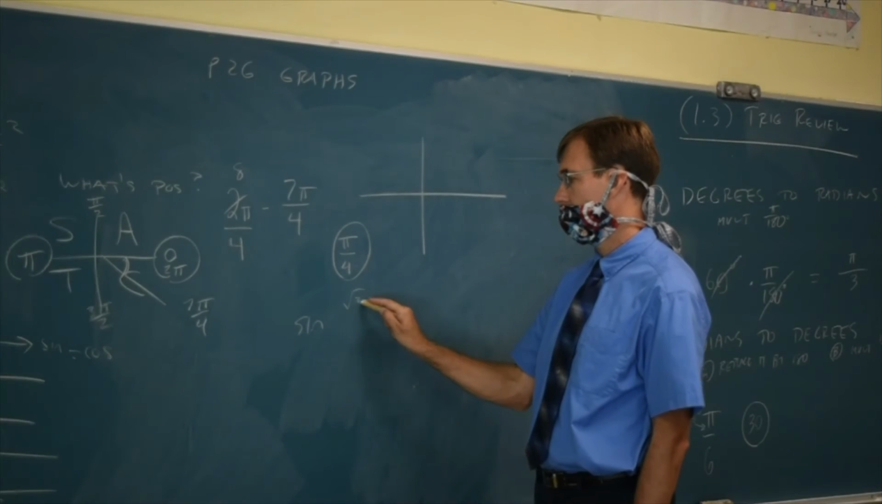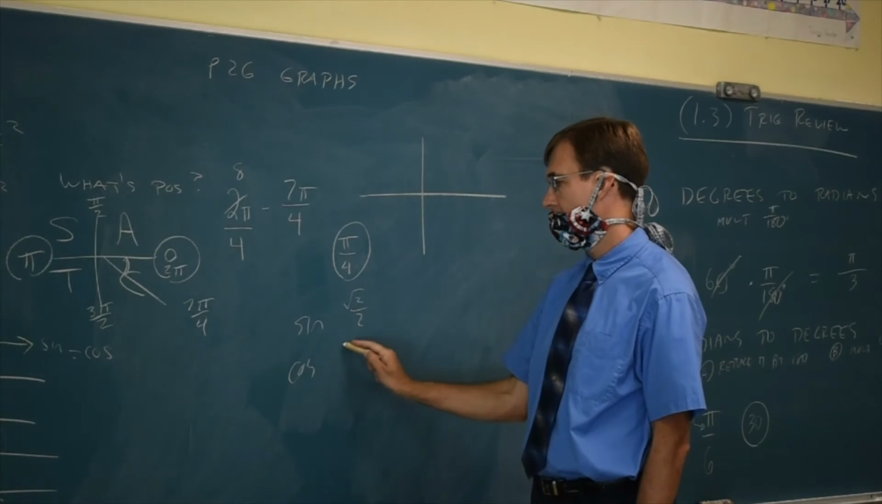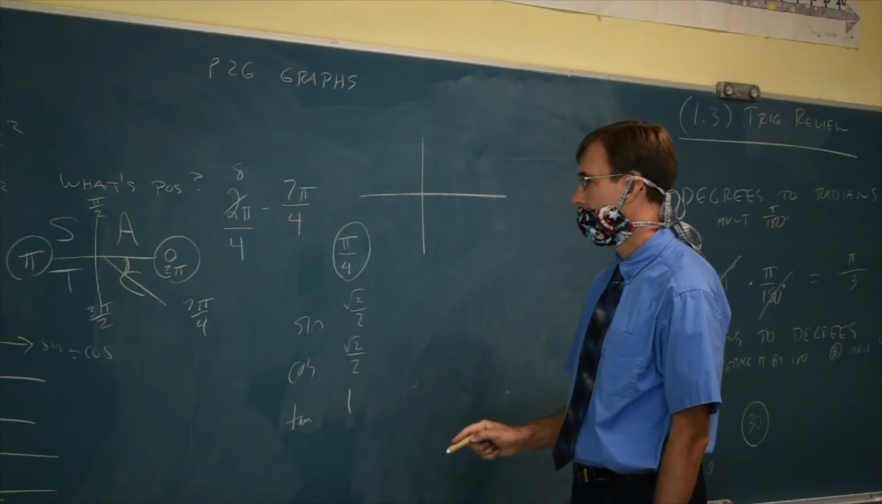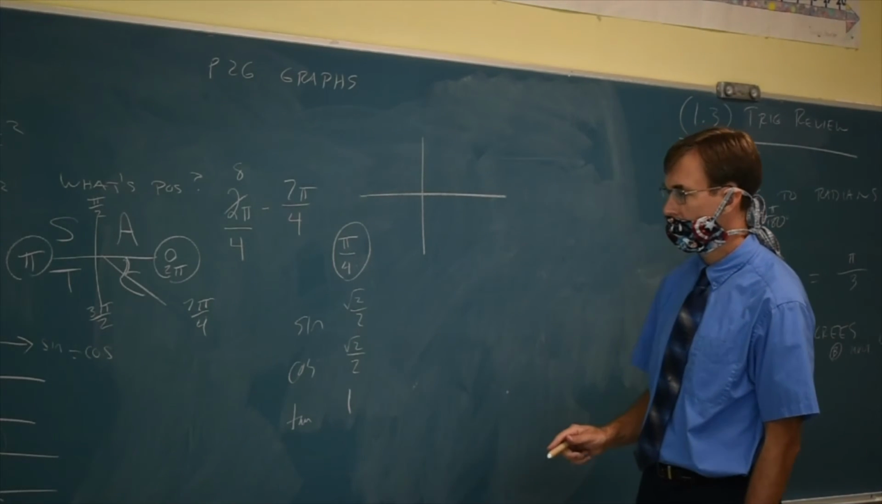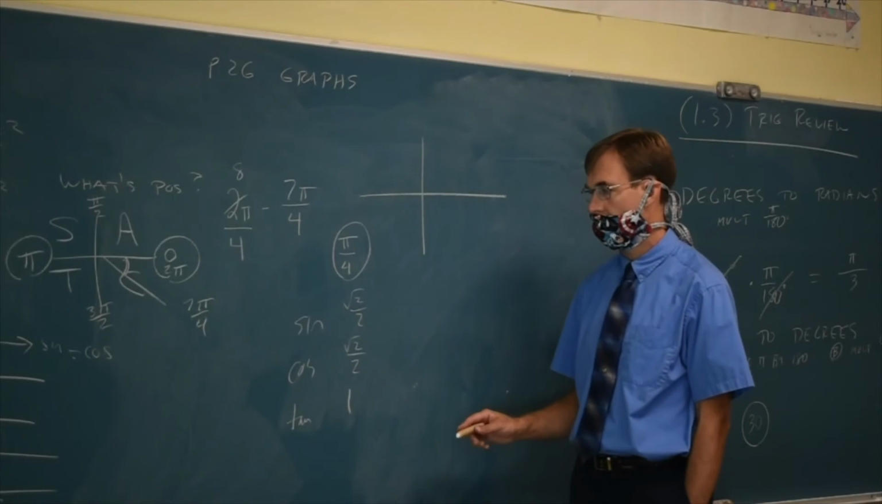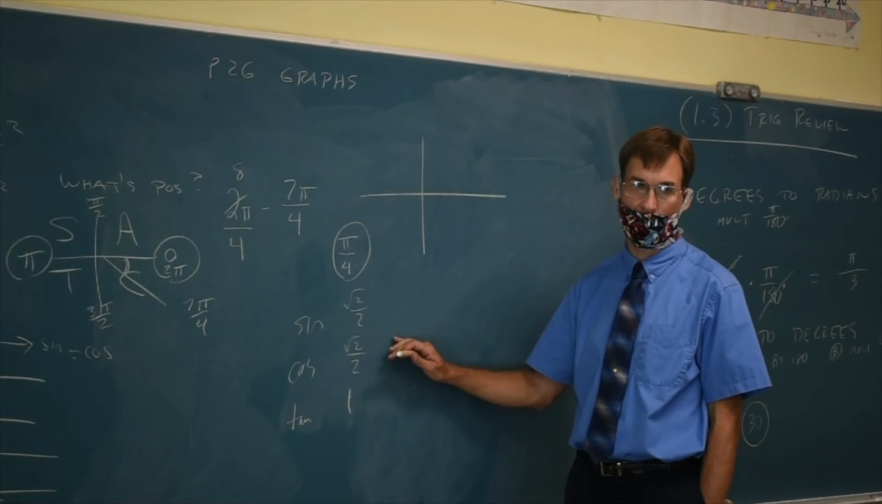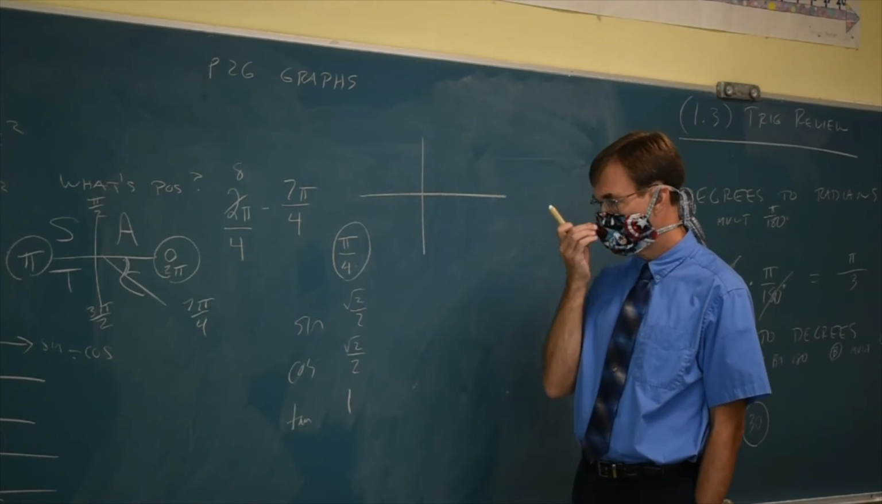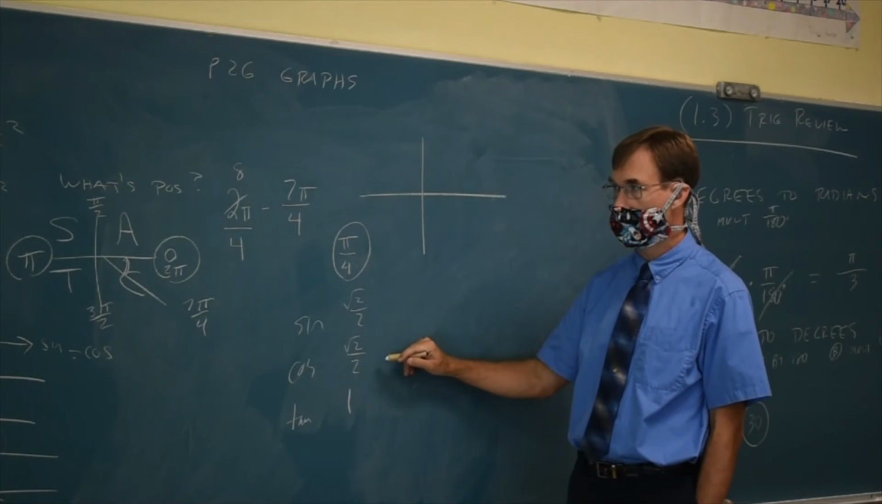Sine is root 2 over 2. Cosine is root 2 over 2. Tan is 1, and that's mostly right. I'll pause there. Question about how I pulled those. Anybody with an insight as to why I can only say that's mostly right?